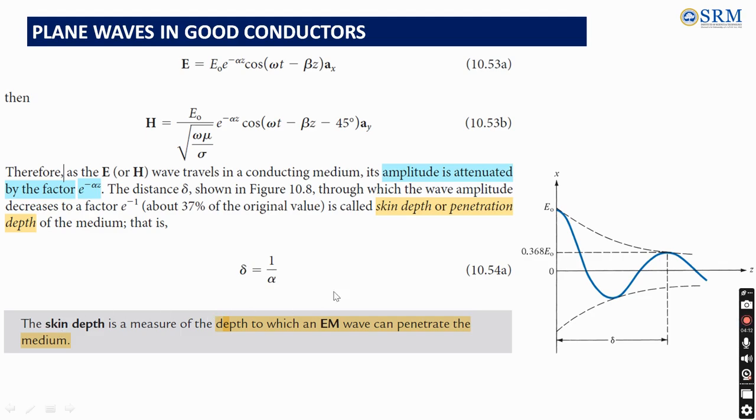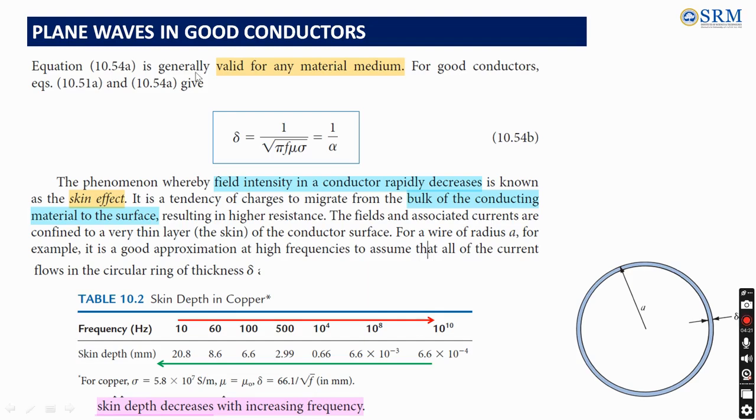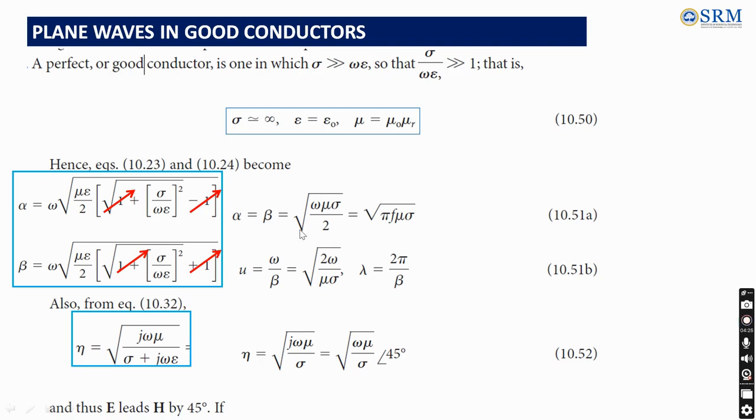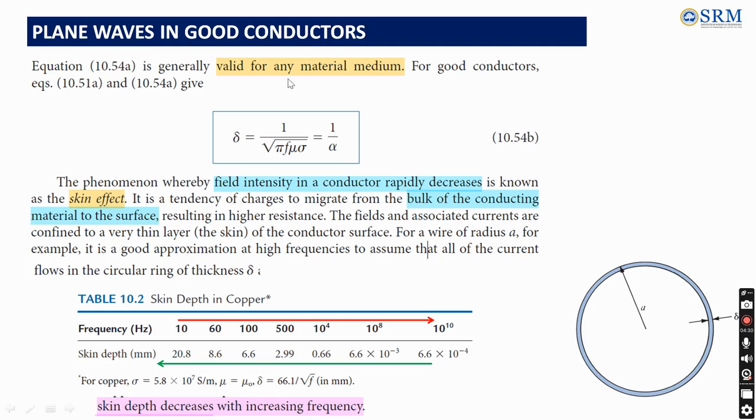By using the skin depth, we can measure the depth to which an electromagnetic wave can penetrate the medium. The skin depth we can directly take as 1 by alpha, since alpha is equal to root of pi f mu sigma. So it is 1 divided by that. Because of the skin depth, there is a phenomenon called skin effect, where the electric field intensity in a conductor rapidly decreases. So it's called skin effect.